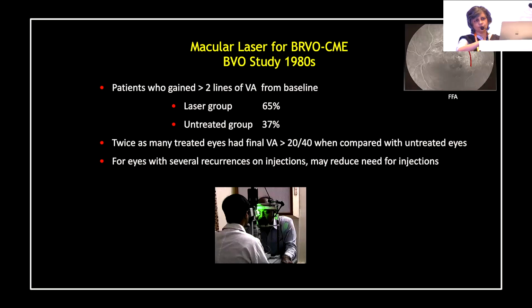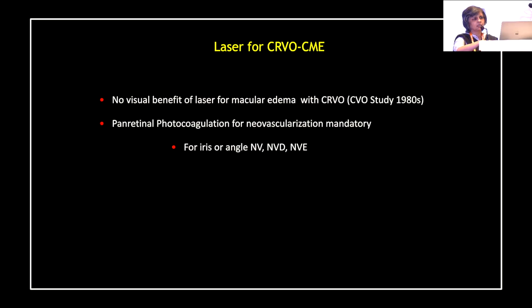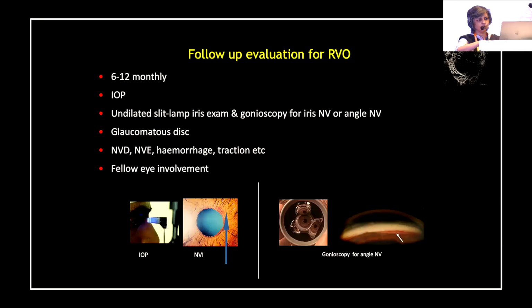Laser is recommended only for branch retinal vein occlusion after doing an angiogram. This can give some long-term benefit and reduce the number of injections required with time. However, it is not recommended for CRVO or related CME. There we only need a pan-retinal photocoagulation for new vessels on the iris, angle, or elsewhere.